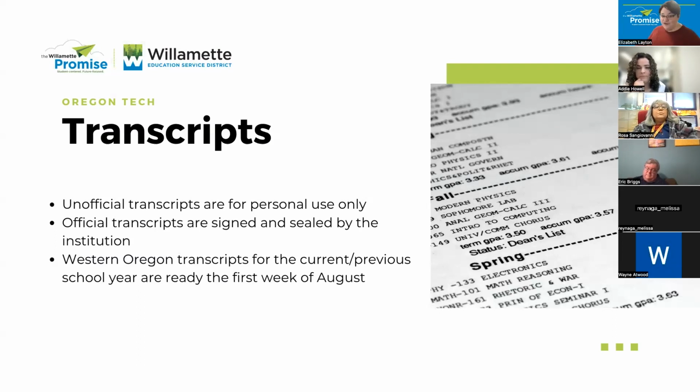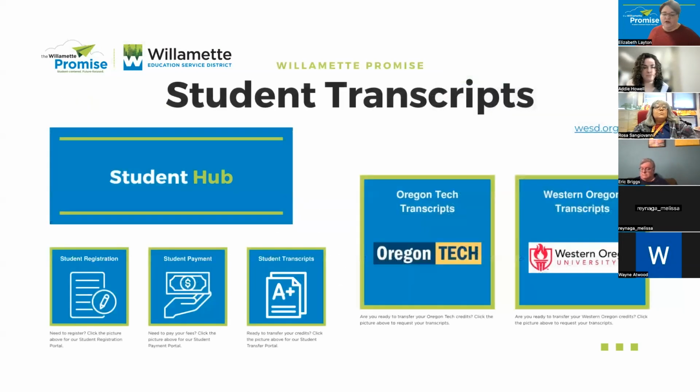Once a student opens an official transcript, it's considered unofficial, and so it can only be used for personal use. So that's something that students may not quite understand, that difference between unofficial and official transcripts. So once a student is ready to transfer their credits to the institution of their choice, they will need to request a transcript. To do this, they can navigate to our website, again, wesd.org/student. They'll want to click on the student transcripts button, which is the third button, and then the Western Oregon transcripts button.